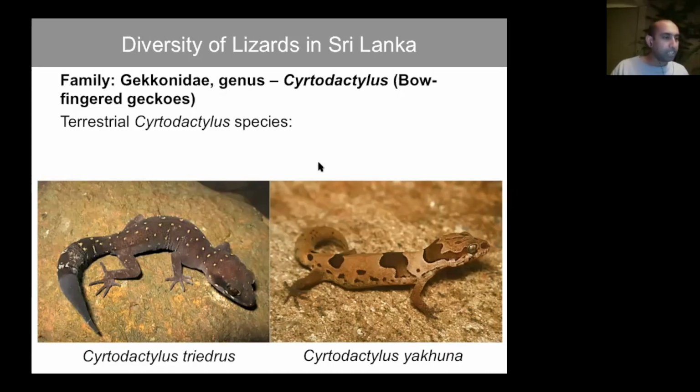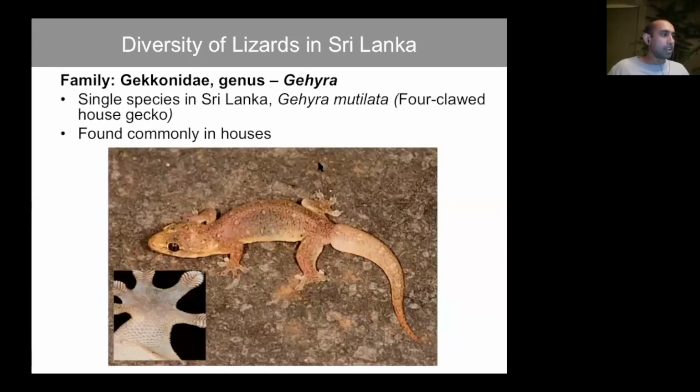And then we have this particular species, the 4-clawed house gecko. If you look around, this is one of the most common geckos in this country, found almost in all the houses in the country. Sadly, the picture that I have inset in this slide is not nicely visible. As their name suggests, they have 5 fingers, but only 4 of them have claws. The innermost finger does not have a claw.